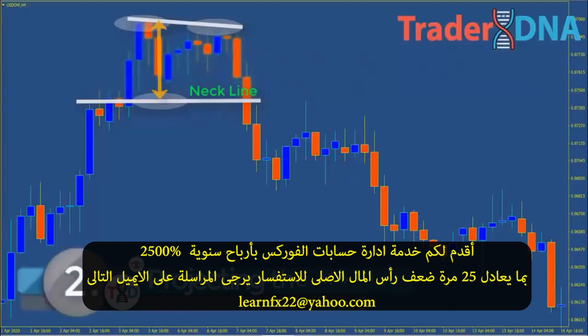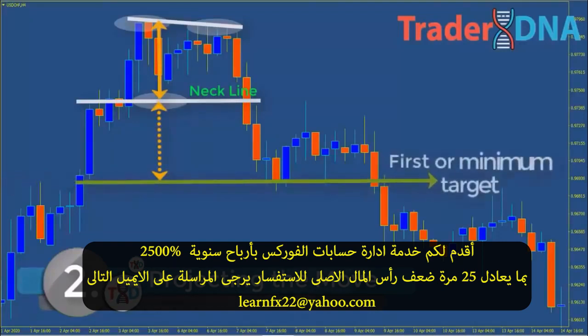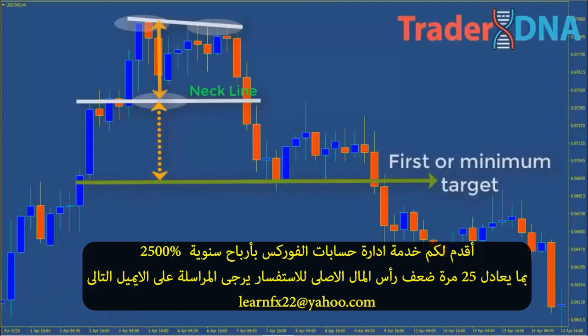Second, projecting the move. After you measure the size of the pattern, you need to apply this distance starting from the opposite side of the neckline. In other words, your first or minimum target equals the size of the pattern. Again, the same is in force for the double bottom figure, but in a bullish direction.